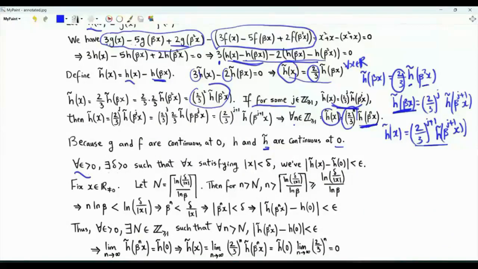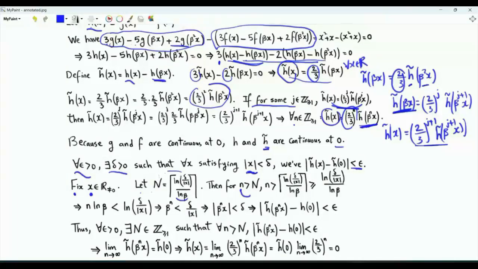For every positive epsilon, there exists positive delta, such that for every x satisfying that the absolute value of x is less than delta, we have the absolute value of h tilde of x minus h tilde of 0 upper bounded by epsilon. Fix any non-zero x. Let n be the ceiling of ln delta over the absolute value of x, divided by ln beta.